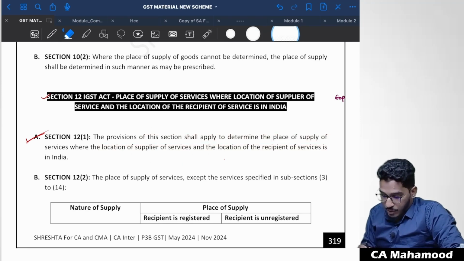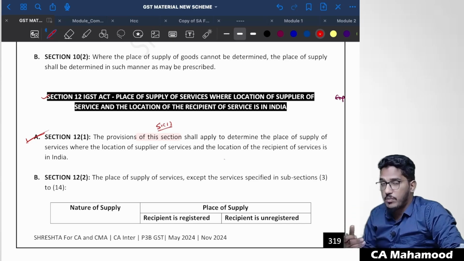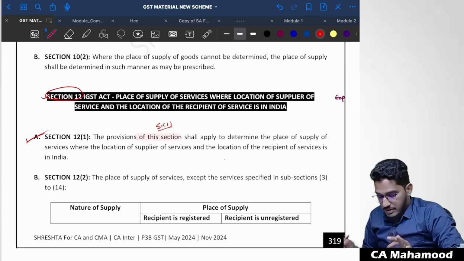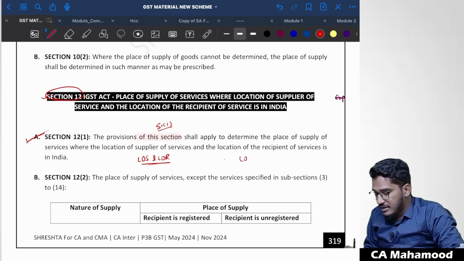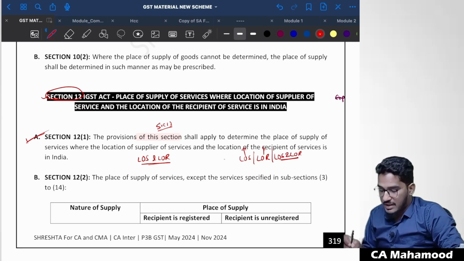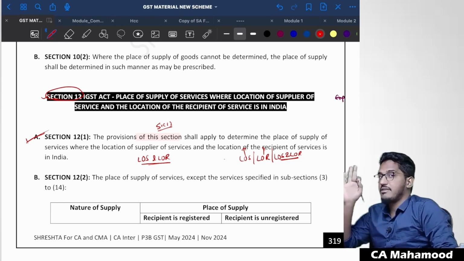If you read it, the provisions of this section means the provisions of section number 12, whatever provisions we are about to discuss. They are talking about the entire section number 12. Section number 12 will apply for determining place of supply of services only when location of the supplier and location of the recipient both are in India. Which means if either the location of the supplier is outside India, or the location of the recipient is outside India, or both are outside India, then section number 12 will not become applicable. Section number 13 will become applicable, which we will discuss at the CA final once again.